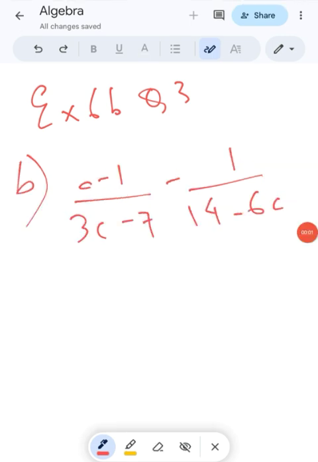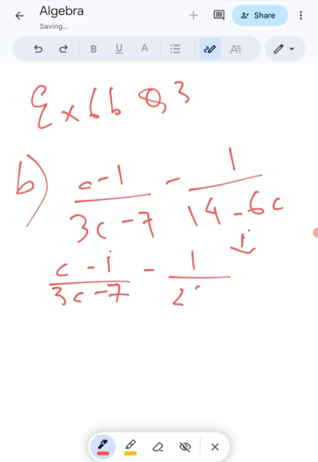C minus 1 upon 3C minus 7 minus 1 upon 14 minus 6C. Now over here you can see in the denominator, I can take a 2 common over here for this one, right? So let's start the question. C minus 1 upon 3C minus 7, and here what I can do is minus 1 upon 2 into 7 is 14, minus 2 into 3 is a 6. So 7 minus 3C is coming over here.